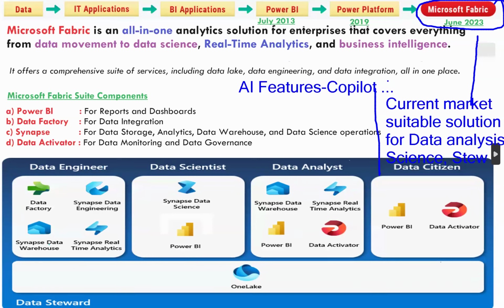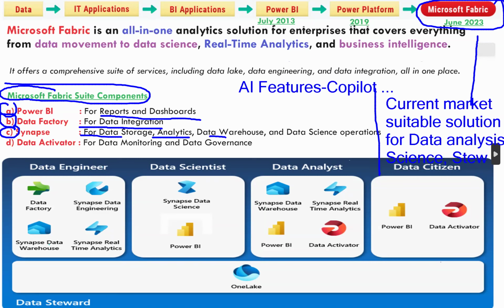And what are those? First one, I'll tell you a little. Power BI, Fabric level. First component, Power BI. This is for reports, dashboards. Second one, Data Factory. This is for data integration. Synapse, for data storage, data analytics, data warehouse, data science operations, the third component. Fourth component, Data Activator, for data monitoring, data governance. So these are the four components available at the Fabric level from 2023. Market suitable components for data analysis, data science operations.